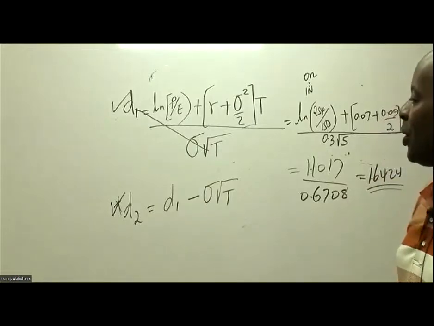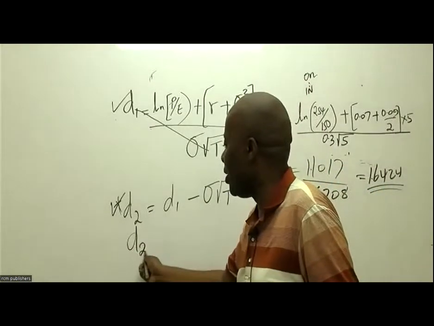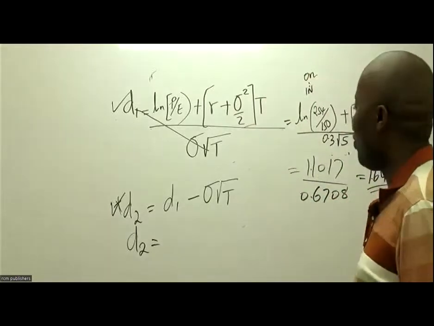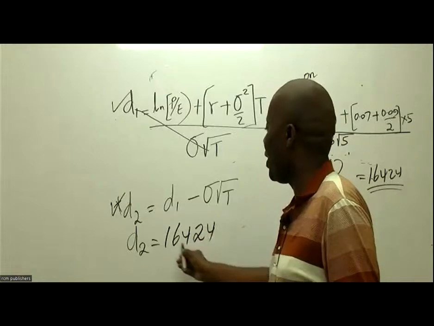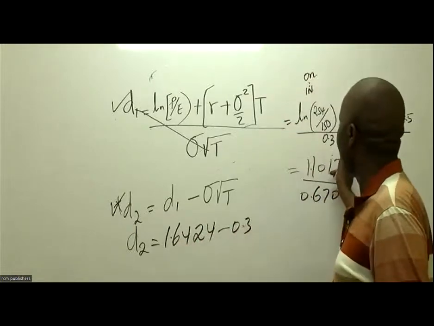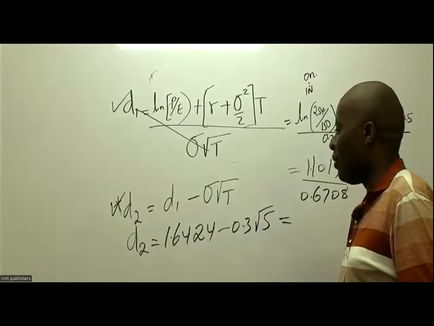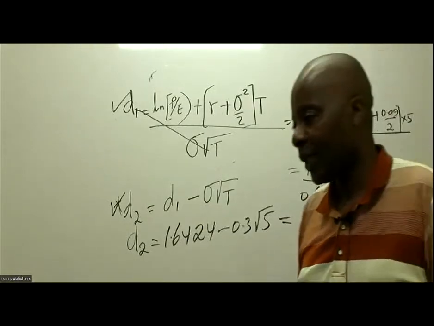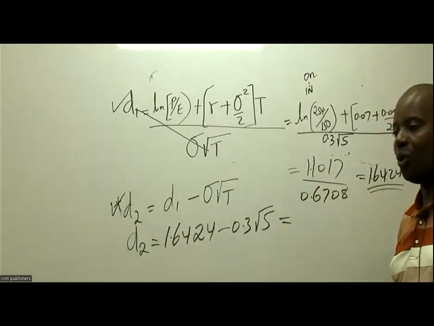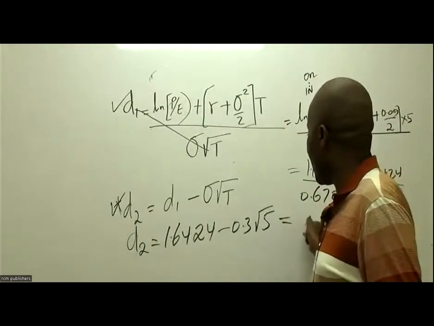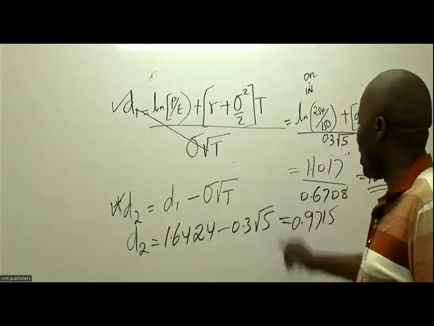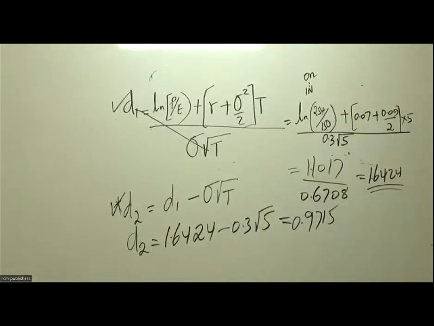Great. Now from there, ladies and gentlemen, I should be able to get my D2. So my D2 here will be equal to D1 that we have here, which is 164.24 minus 0.3 root 5. Could you kindly give me 4 decimal places here for D2? What do we have there? According to Macharia, this is 9715 with a decimal there. Thank you so much.